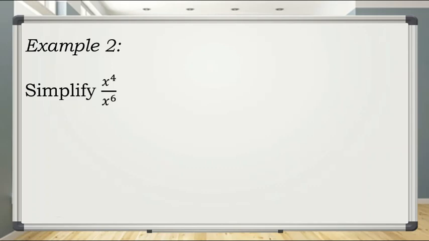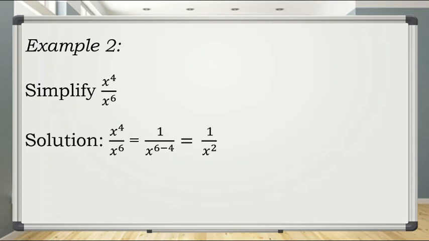Another example is x raised to the 4th power divided by x raised to the 6th power. Mas mataas naman ang exponent ng denominator kesa sa exponent ng numerator. And base sa quotient rule, it is equal to 1 over x raised to the exponent of the denominator minus the exponent of the numerator. So it is equal to 1 over x raised to 2 or x squared.